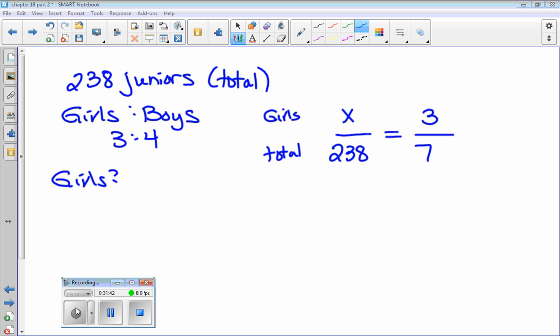We okay with where the 7 came from? Jason, you okay with it? Yeah, exactly. And to find boys, you can just take your answer and subtract it from 238. That's exactly right. Are we okay with it now? Wait, it just means that you have to add the 3 and 4? Because the value I was given was a total. Every problem's different, so you just have to look at what information was given, okay? 238 was the total number of juniors, so I know that I had to total my ratio.